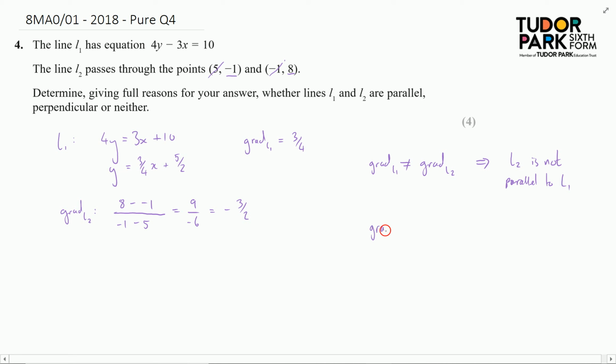What else do I know? Well, let's look at the gradient of line L1 multiplied by the gradient of line L2. This is our usual test to see whether something is perpendicular. So that would be 3/4 multiplied by negative 3/2, which is going to give me negative 9/8. Now I know that that is not equal to minus 1, and that's going to tell me that L1 is not perpendicular to L2. So I suppose my answer to this question is then neither.